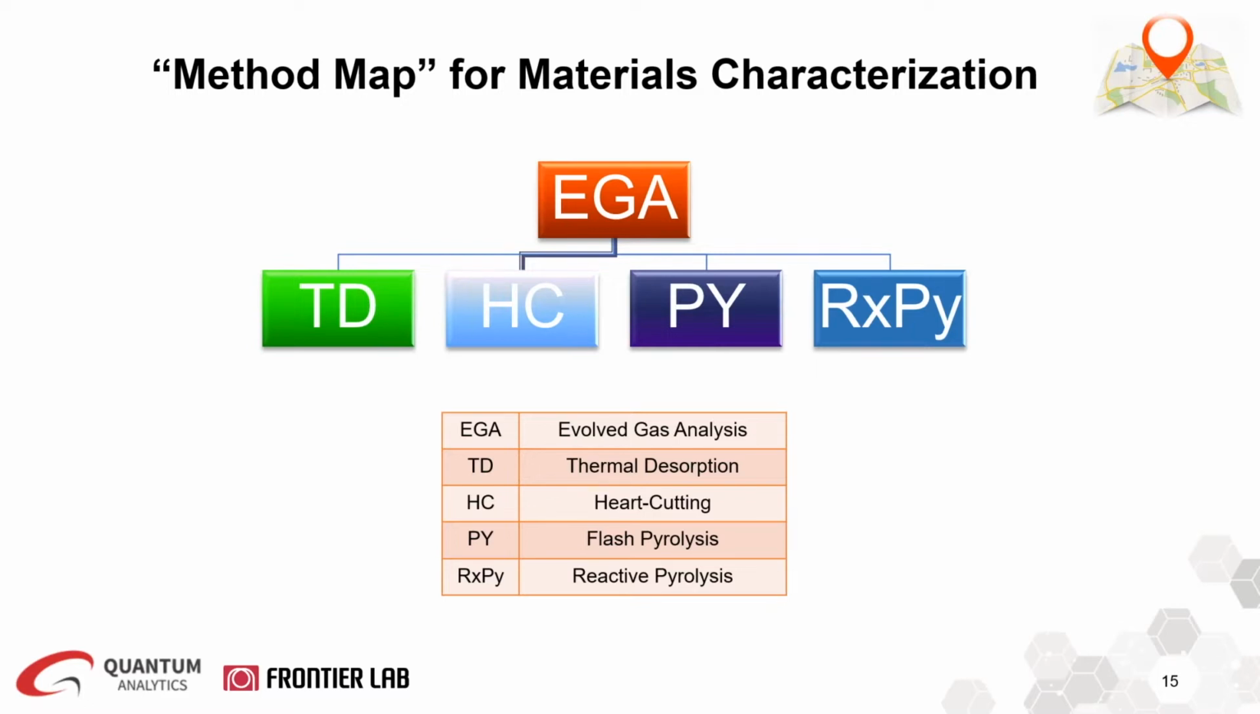EGA, Evolved Gas Analysis, is your first step, which provides a clear picture about the thermal profile of a sample, as well as the optimal temperature zone for the next step. So really, EGA guides you what to do next. It will show if a thermal desorption, heart cutting, or flash pyrolysis is needed, or even if a combination of the techniques is required.